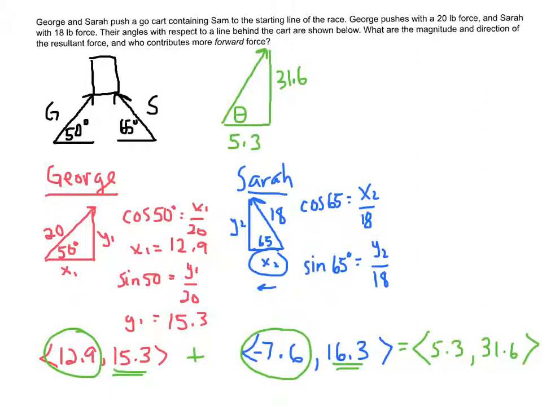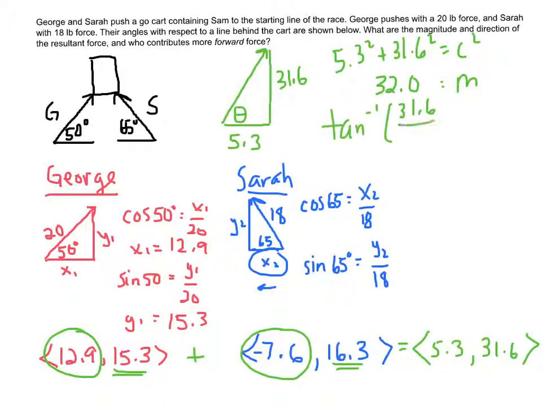So for the magnitude, I'm going to use the Pythagorean Theorem. 5.3 squared plus 31.6 squared equals c squared. So let me type that in. And when I do, I get, for the magnitude, I've been using m in my other examples, so I'll be consistent here, 32.0. So 32.0 pounds of force. And for my direction, we do tangent inverse of 31.6 over 5.3.